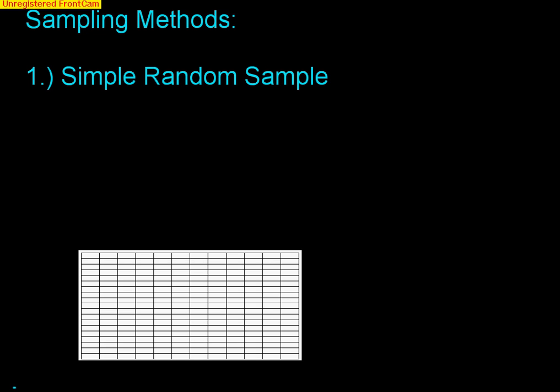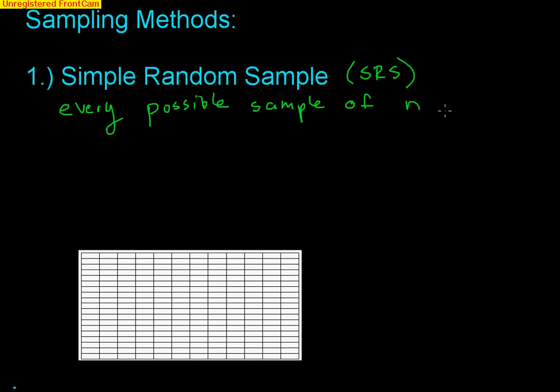Okay, so here are the main different types of sampling methods. The first one is called a simple random sample. We usually call a simple random sample an SRS. So if you ever see that, it stands for simple random sample. A simple random sample is when every possible sample of n subjects has a chance to be selected.